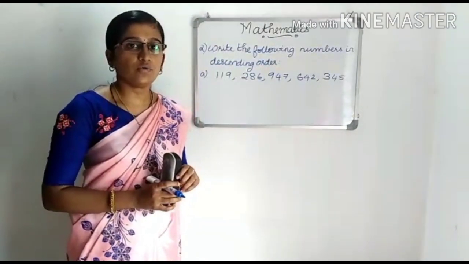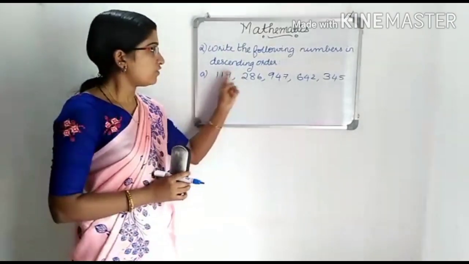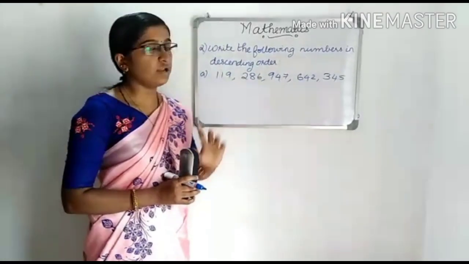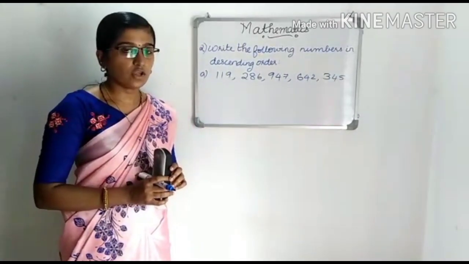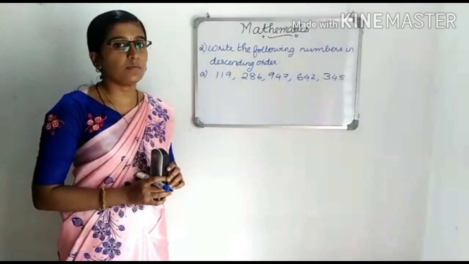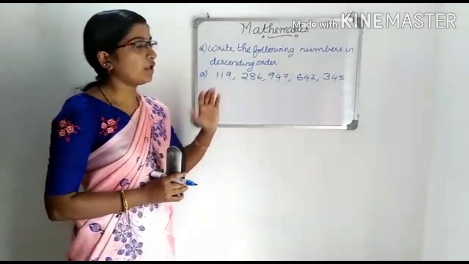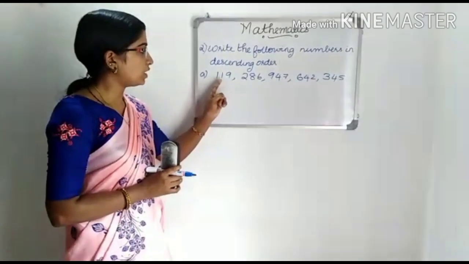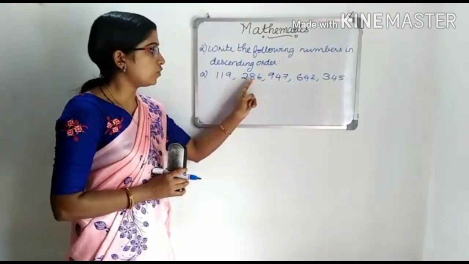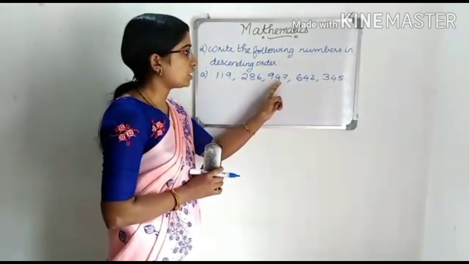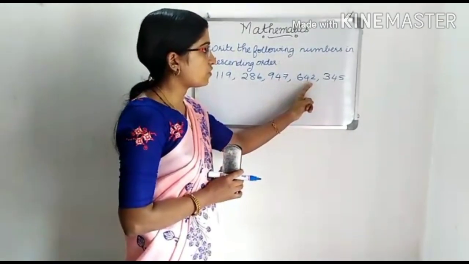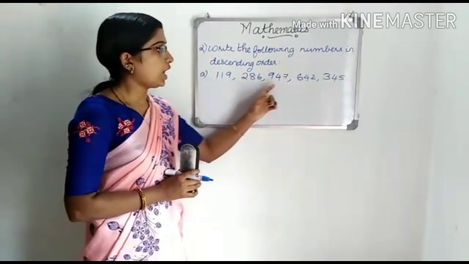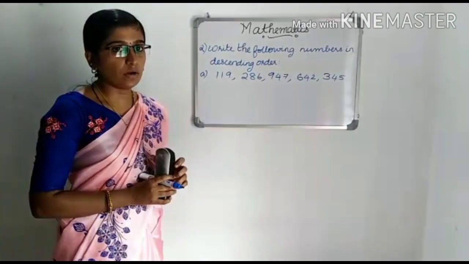Next, we can learn how to arrange 3-digit numbers in descending order. Here are 5 numbers. We should arrange these numbers in descending order. Descending order means arranging numbers from big to small. So the numbers are 190, 286, 947, 642, and 345. We can arrange these numbers in descending order.